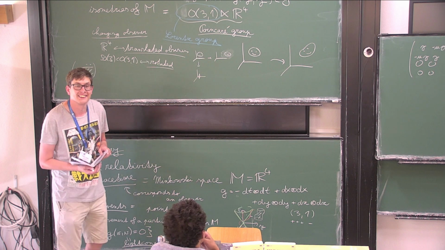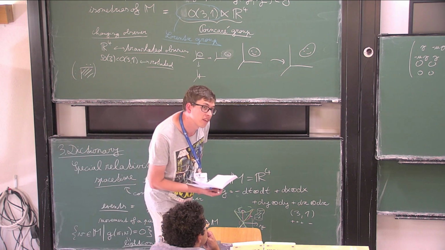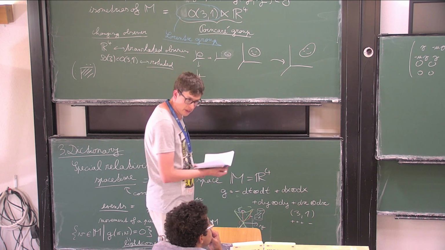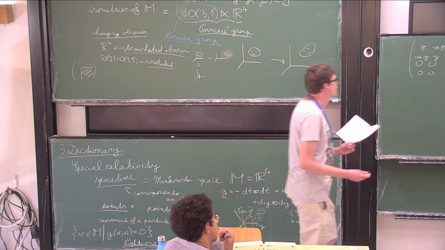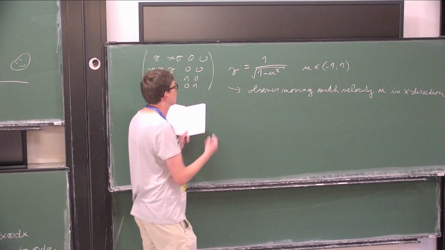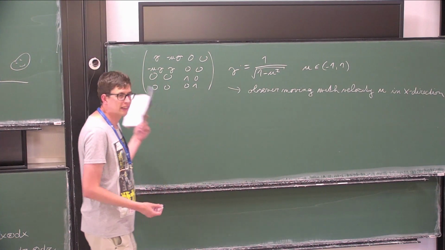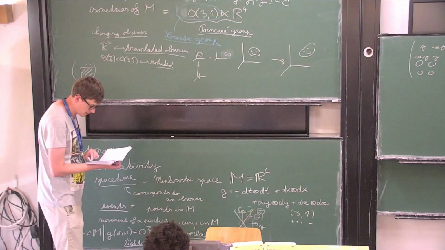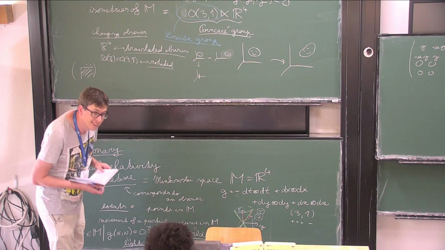Yes? Is this gamma different to those gammas? Sorry? Is this gamma different to the gammas of the paths? Very different, yes. That's a completely different gamma. This is called the Lorentz factor, and that's a curve. Sorry, there are only finitely many letters in the alphabets I used.